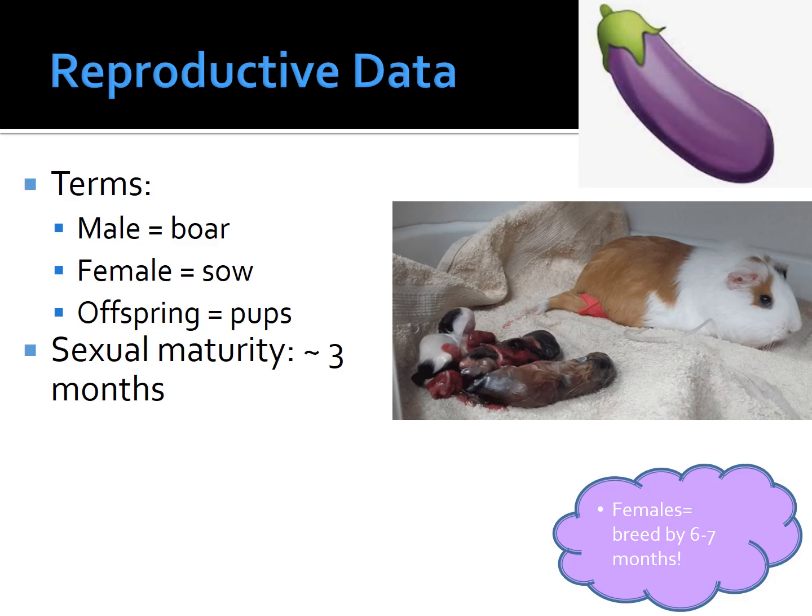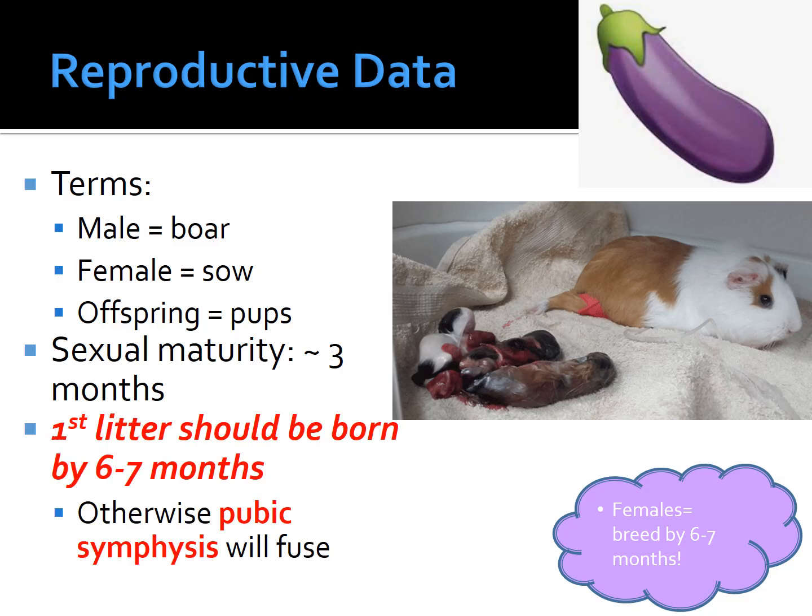When it comes to terms, it's nice because if you've ever worked with swine or have learned things about swine, the language is similar. Males are boars, females are sows, and the offspring are pups. They hit sexual maturity at about 3 months. Very important, they need to have that first litter born before the animal is 6 or 7 months of age. Otherwise, the pubic symphysis will fuse and the animal will have dystocia and could possibly die.